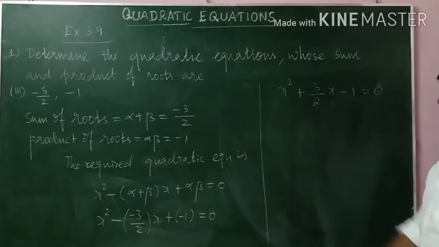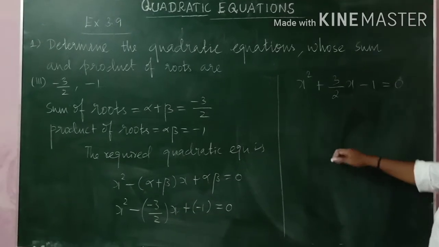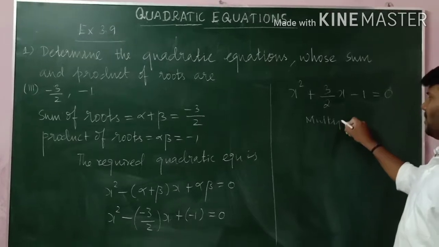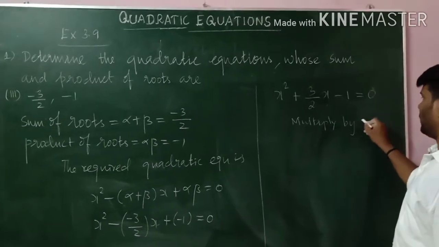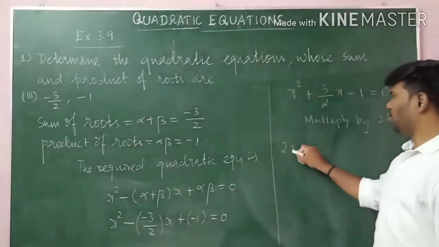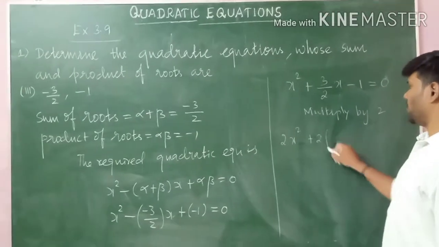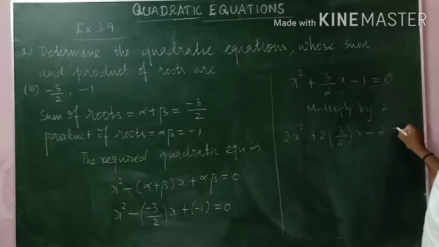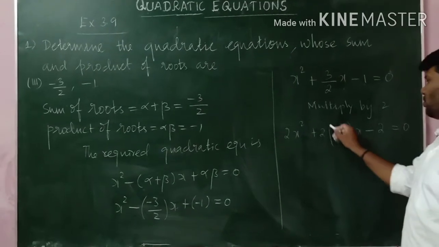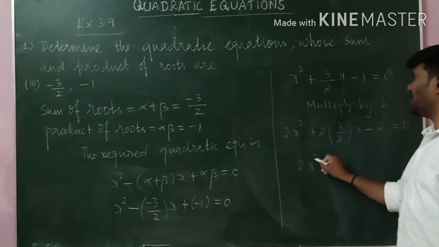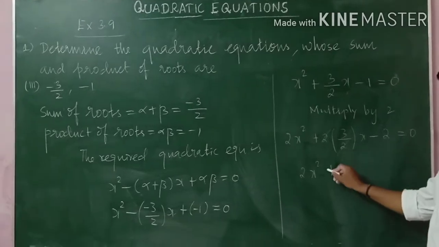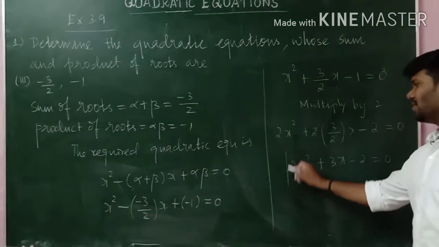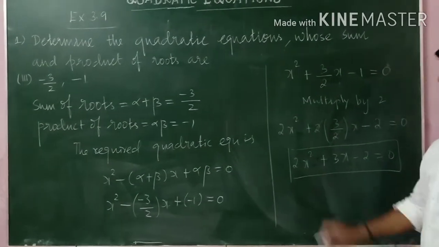So either we can cross multiply by 2 or we can multiply by 2 on both sides. If we multiply by 2 on both sides, we will get 2x square plus 2 into 3 by 2 x minus 1 into 2, minus 2. These 2 will be cancelled, so that we can have 2x square plus 3x minus 2 equal to 0 is the required quadratic polynomial.